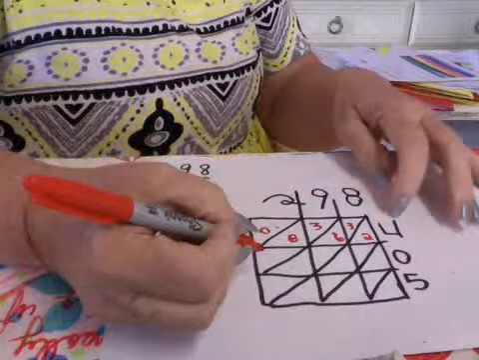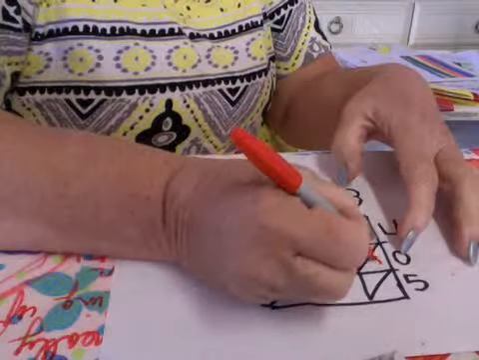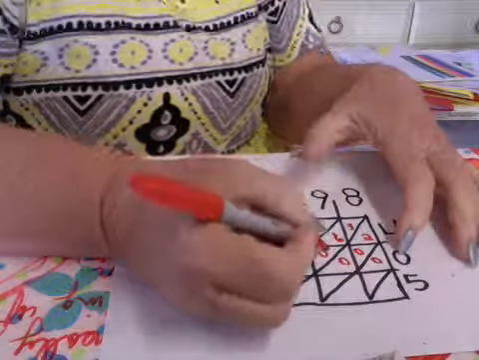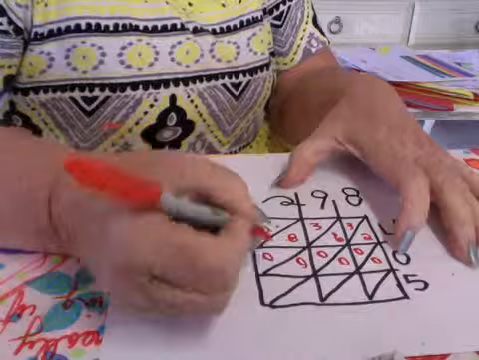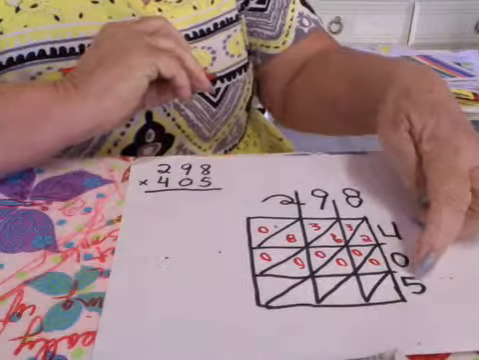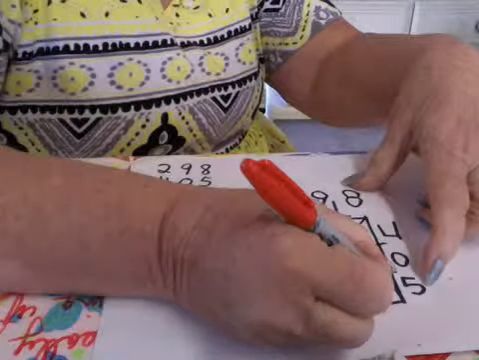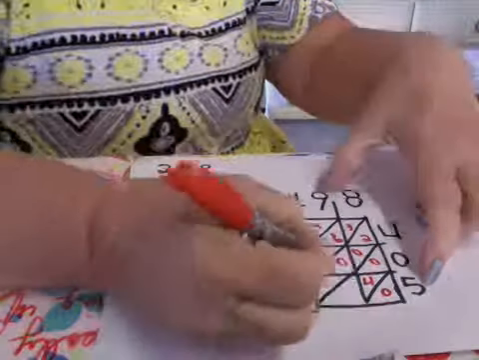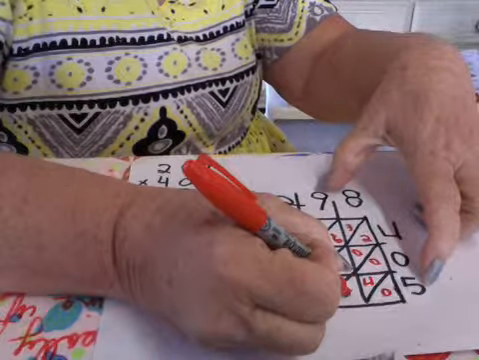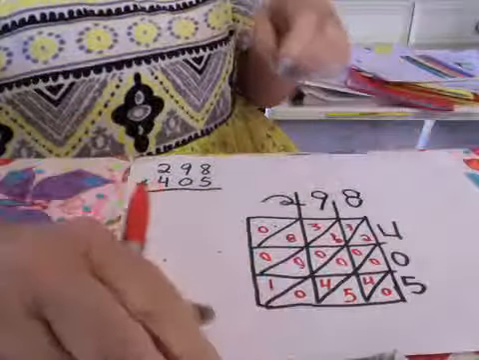Okay. Now we have the 0. Well, 0 times 8 is 0. 0 times 9, 0 times 2, all done with zeros. Okay. Go to the next number. 5 times 8 is 40. 5 times 9 is 45. 5 times 2 is 10.